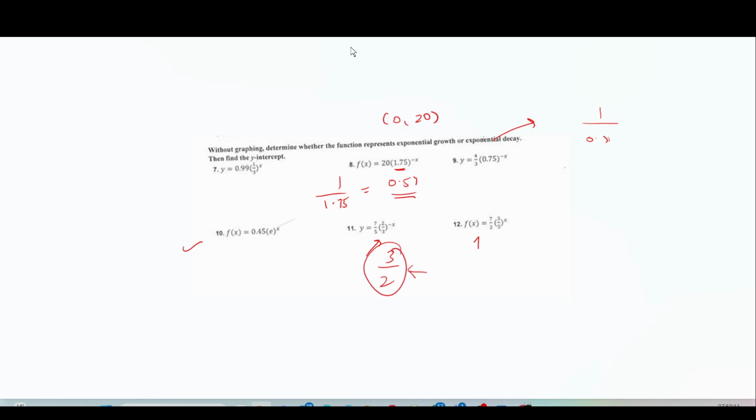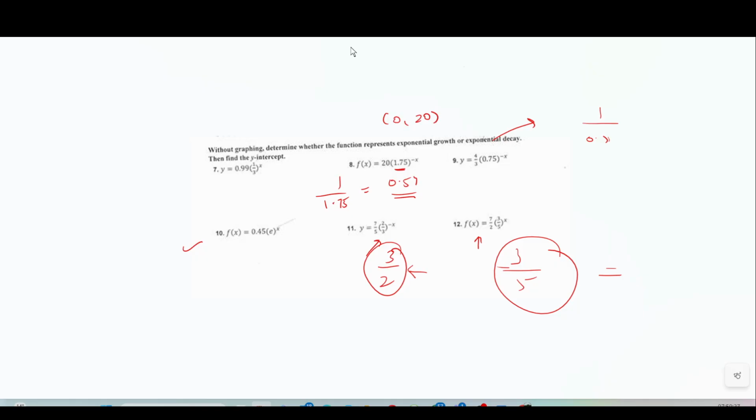Okay, number 12, then it'd also be growth. (0,7/2), growth. 5 divided by 3/5, what would you get if you divide it? 3/5, 3 over 5.